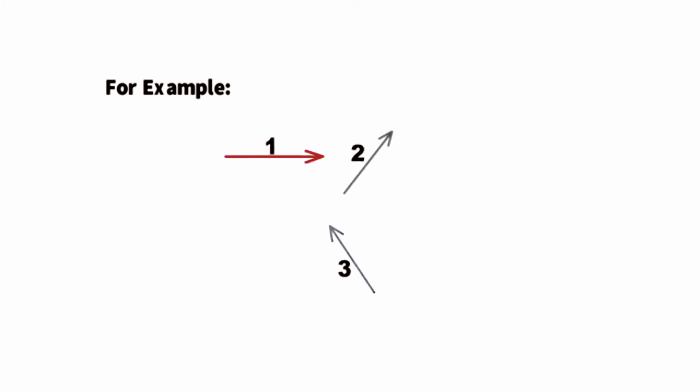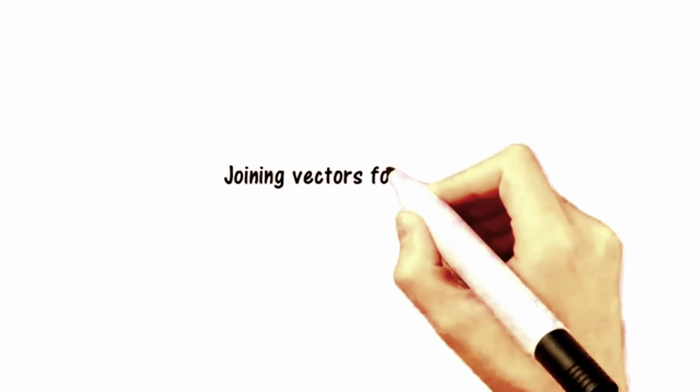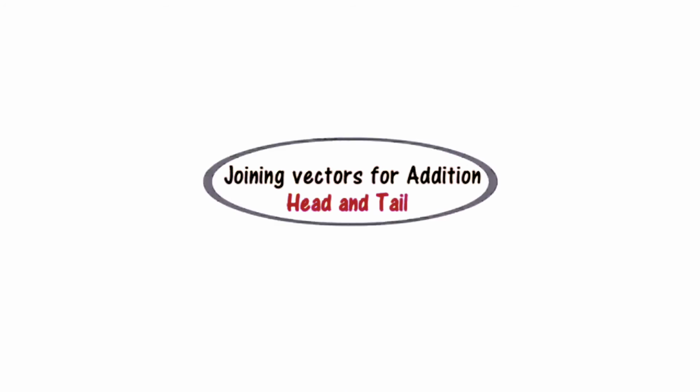Now, if I want to add these vectors, before adding the vectors, I will join these vectors for the addition. Now, how will I join these vectors for the addition? To join different vectors for addition, I am going to give you a trick. And remember this trick whenever you are joining vectors for addition. The trick is very simple, and that is the head and tail trick.